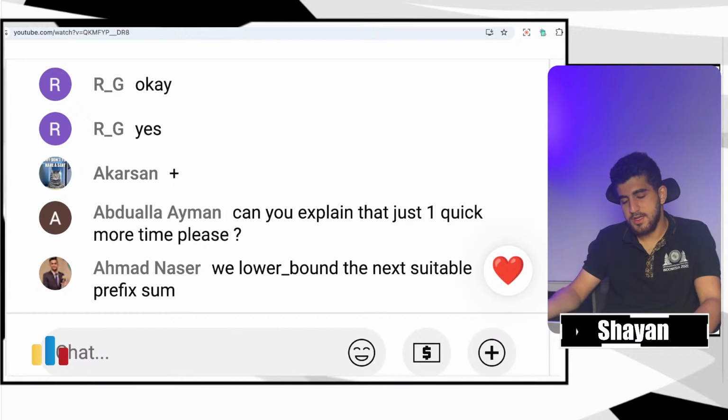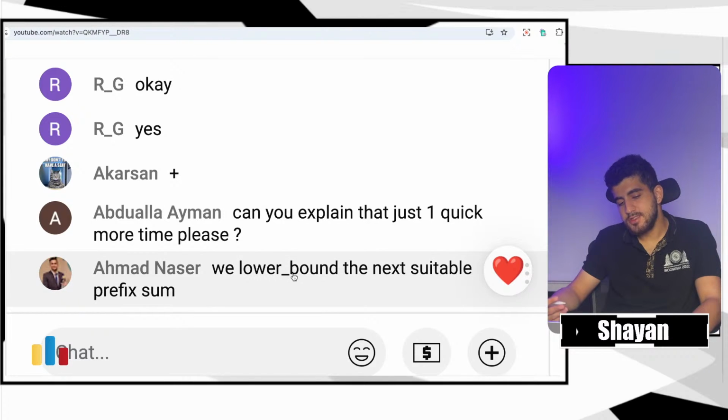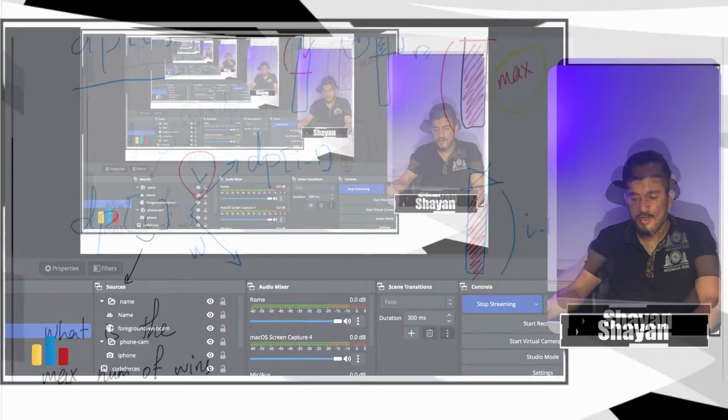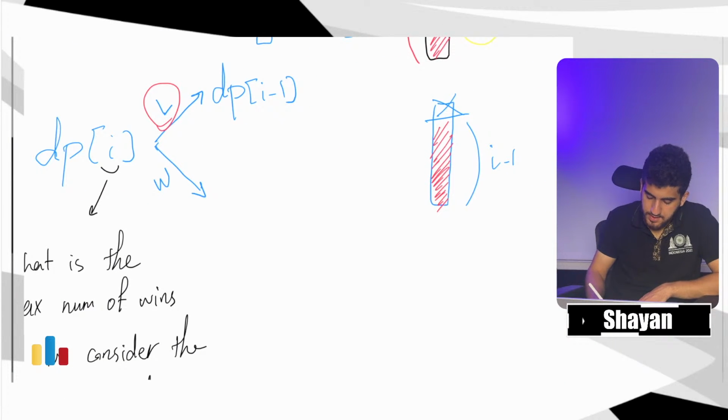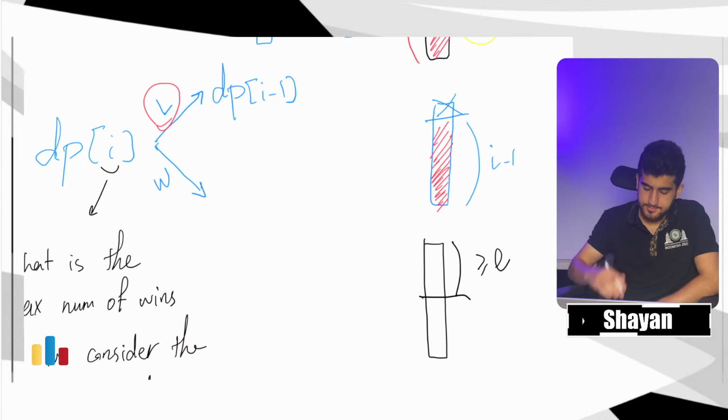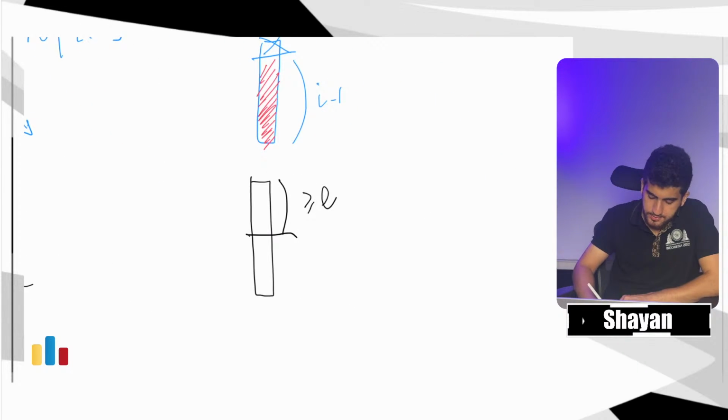What if I'm going to win the first round? Yes, we can either use lower bound or two-pointer for the rest of it. The point is that if I'm going to win, I need to find the first prefix, the minimum number of cards such that their sum is greater than or equal to L. In order to do that, for example, I can do a two-pointer. How does this two-pointer work?